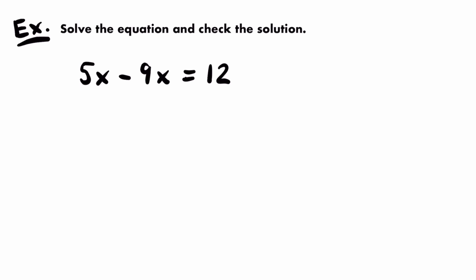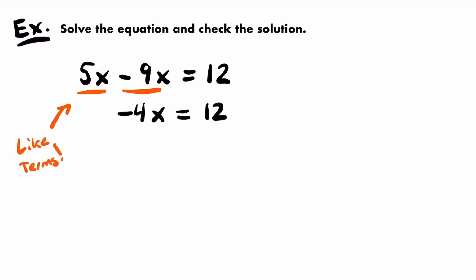Okay, so let's do that here. Let's combine these two terms. Remember that when you have like terms, to combine them, you just add their coefficients. 5 plus -9 is -4. So what we get here is -4x equals 12. All right, those two terms, I'll just make a note of that here, were like terms.